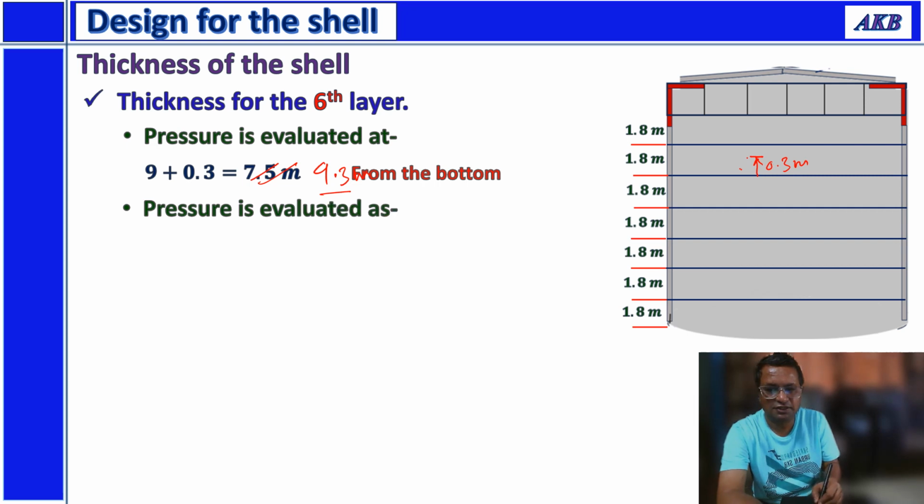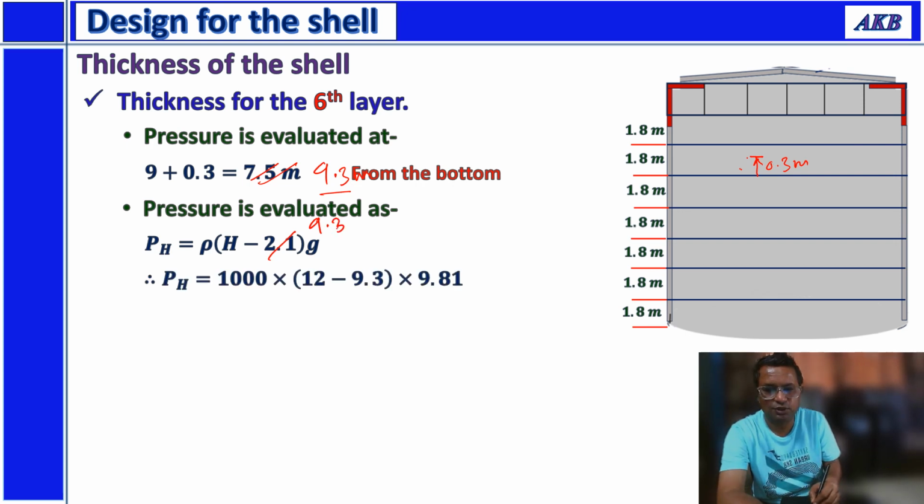Now pressure is evaluated by using the formula you already know. Now you perfectly know what is the formula. In this case it will be 9.3 into G. So pH is equal to 1000 into 12 minus 9.3 into 9.81. That gives us pH as 26,487 Newton per meter square.